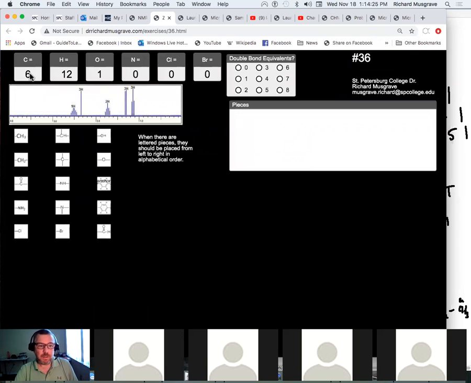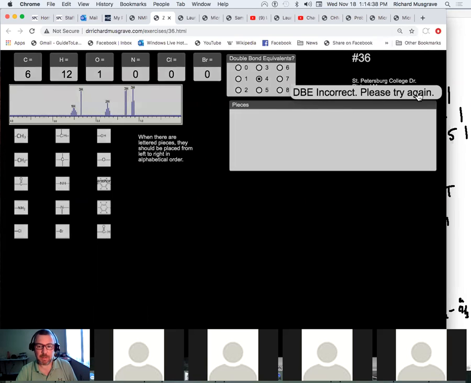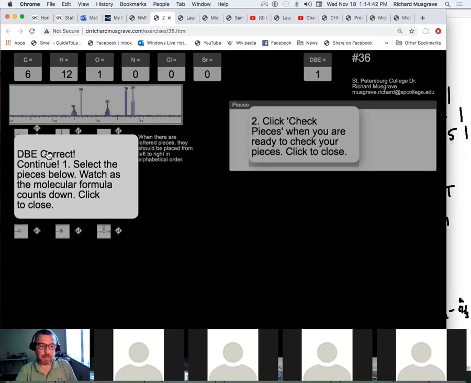So the first thing you do is you look at the molecular formula here. This one's C6H12O, so that would be 1 double bond equivalent. If you get the double bond equivalent wrong, it'll tell you it's wrong. Let's put in 4 just for kicks. See, it says DB incorrect. Try again. So it says the double bond equivalents are correct, so you can continue.